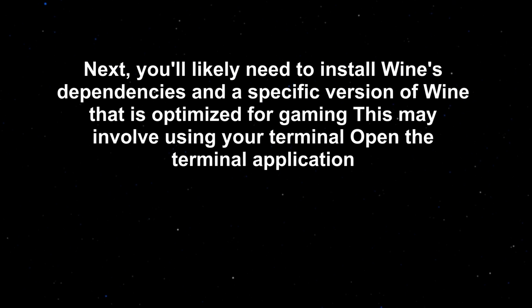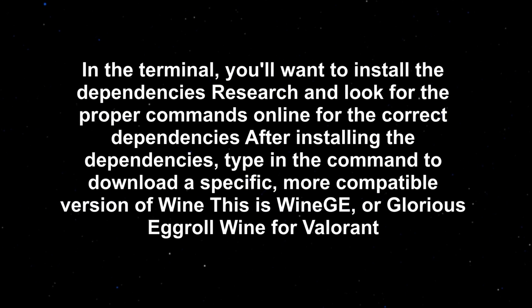Open the terminal application. In the terminal, you'll want to install the dependencies. Research and look for the proper commands online for the correct dependencies. After installing the dependencies, type in the command to download a specific, more compatible version of Wine. This is Wine-GE, or Glorious Eggroll Wine, for Valorant.